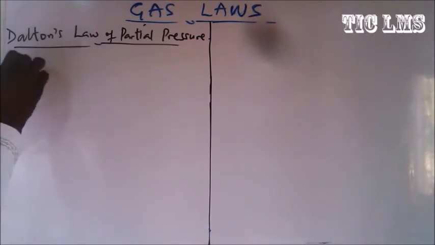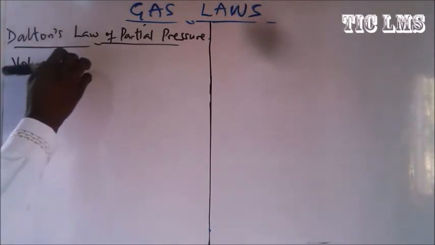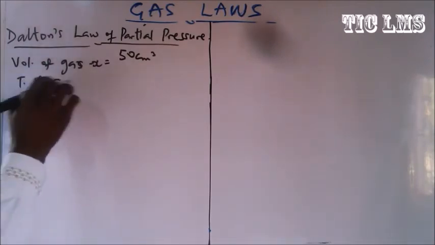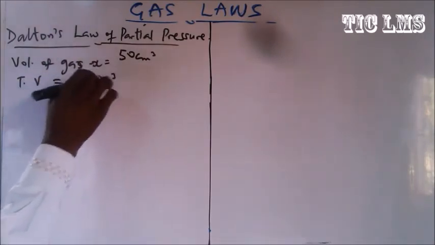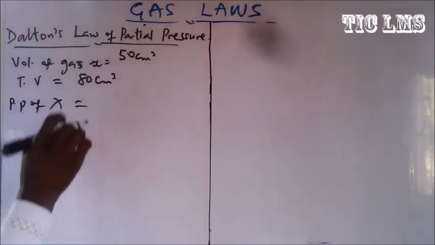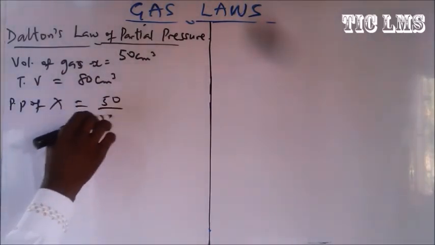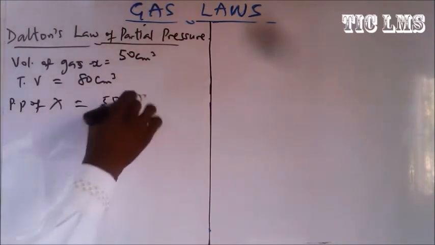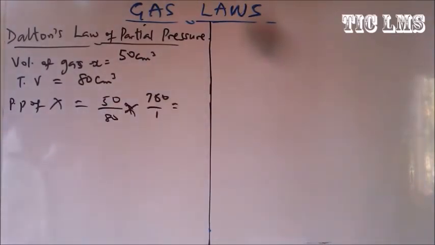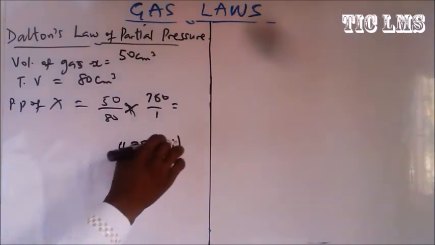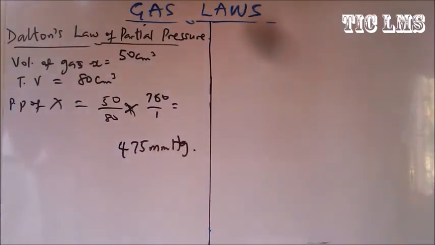Now we have that the volume of gas X is equal to 50 cm cubed. We have a total volume of 80 cm cubed. And so to get the partial pressure of gas X, that will be 50 over 80 multiplied by the pressure exerted by the entire gas mixture, and that is 760. And so when we multiply this out, we'll have 475 millimeter mercury as the partial pressure of X.